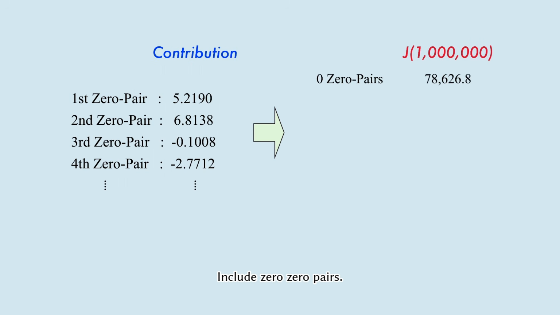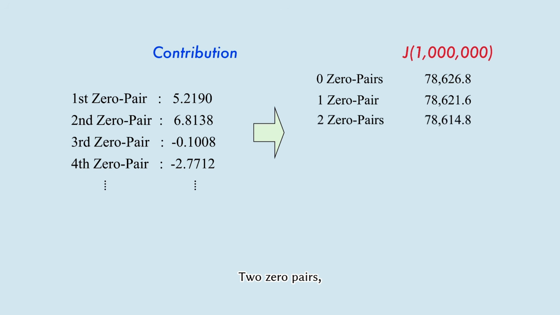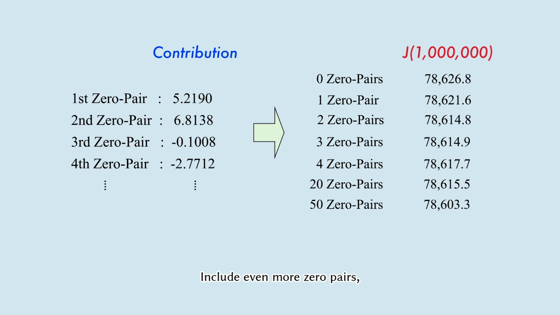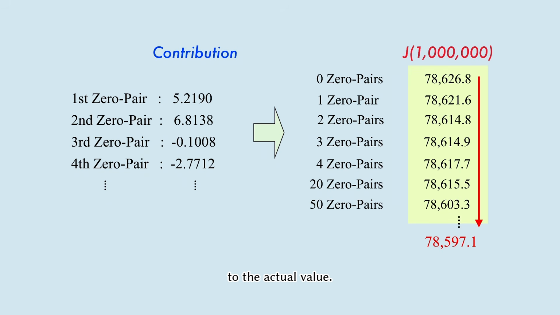Include 0 zero pairs. Include 1 zero pair, 2 zero pairs, 3 zero pairs. Include even more zero pairs. Then the picture becomes clearer. Its value gradually gets closer to the actual value.